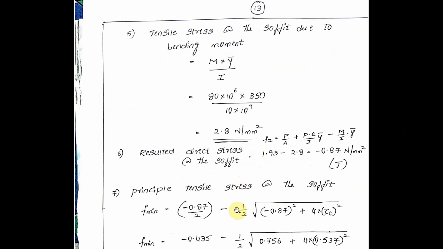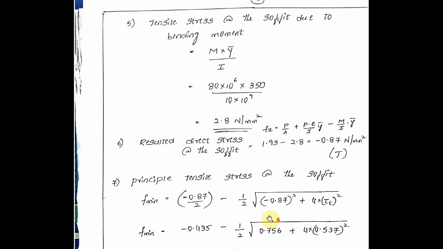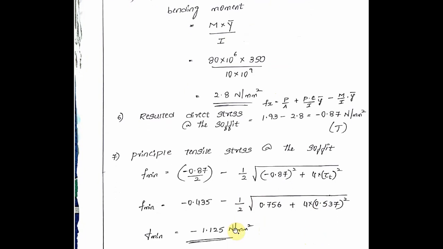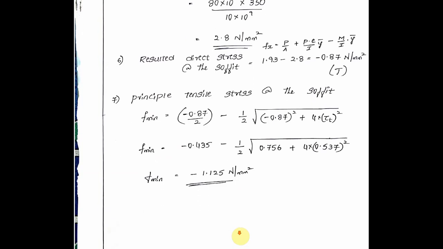Principal tensile stress at the surface is equal to F minimum, minus 0.87 divided by 2 minus half into root of minus 0.87 square plus 4 into tau v square. So F minimum is equal to minus 0.435 minus half into root of 0.756 plus 4 into 0.537 the square. F minimum is equal to minus 1.125 Newton per mm square.